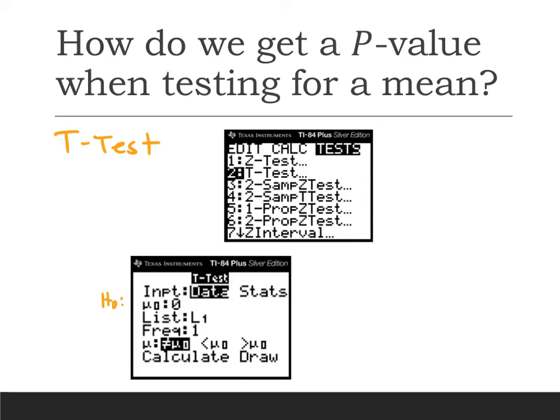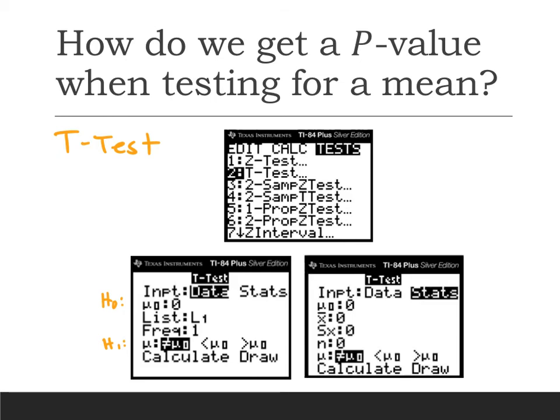Where it says mu naught equals 0 right now, that's going to be our null hypothesis. And then we want to identify our alternative hypothesis right before we click calculate. Or if we don't have data, if we don't have the list itself, but instead we've been given the mean and standard deviation and sample size, then we will switch our input to stats and we'll put those values in. So we put in our mean, standard deviation, and sample size as given, and then we can select our null and alternative hypothesis information.